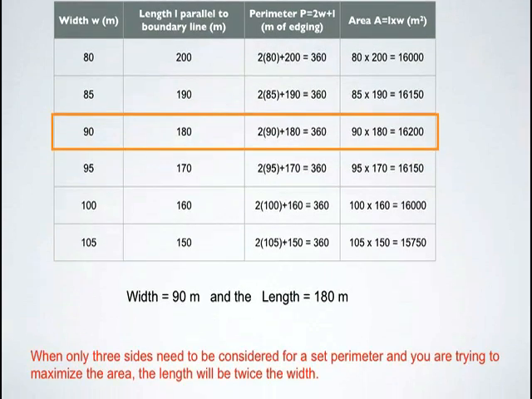Once again, when only 3 sides need to be considered for a set perimeter and you're trying to make the area as big as possible, or maximize the area, the length will always be twice the value of the width. And this is true in this case as well. The length was 180 meters, which was twice the value of the width of 90 meters.